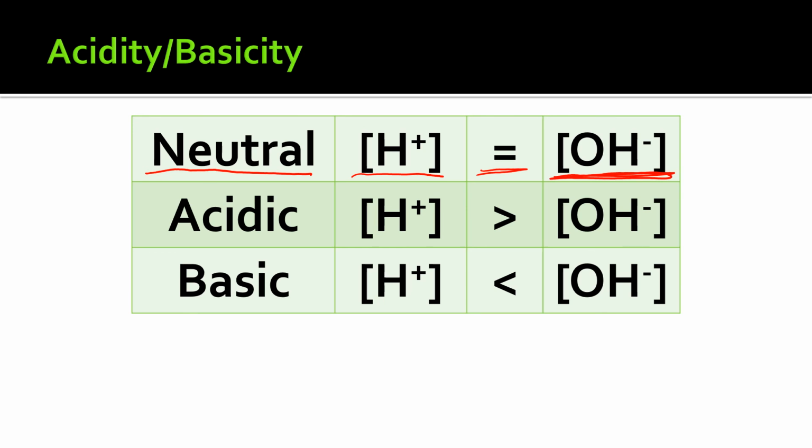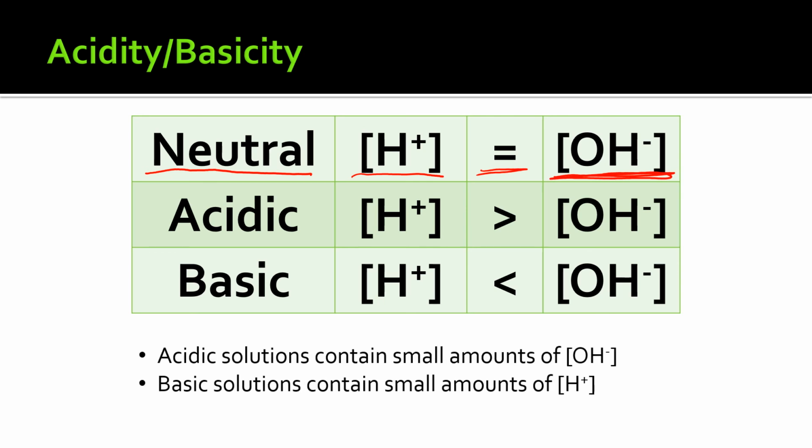So we know that for a basic solution, there are more hydroxide ions than hydrogen ions, but nonetheless, hydrogen ions are present. So underneath the low pH, high pH statements, I want you guys to copy these statements down. Acidic solutions contain small amounts of hydroxide ions, while basic solutions contain small amounts of hydrogen ions.